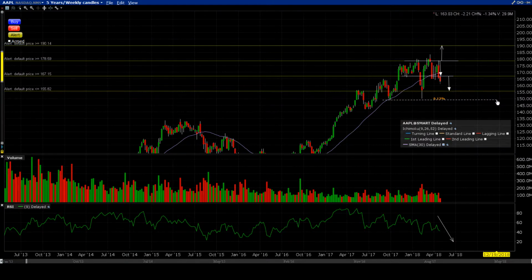Let's stretch that out. And there's more. The final support is right here. So remember this on the monthly candle. These are my targets.